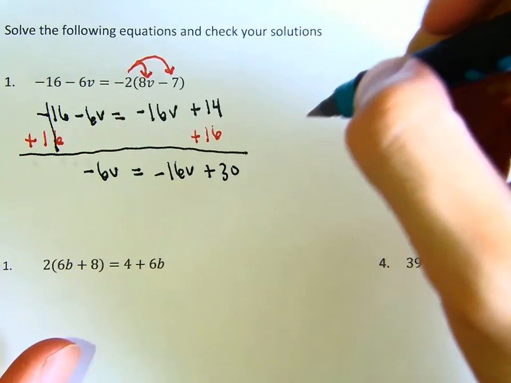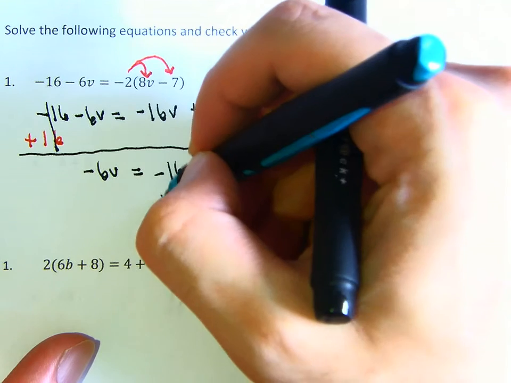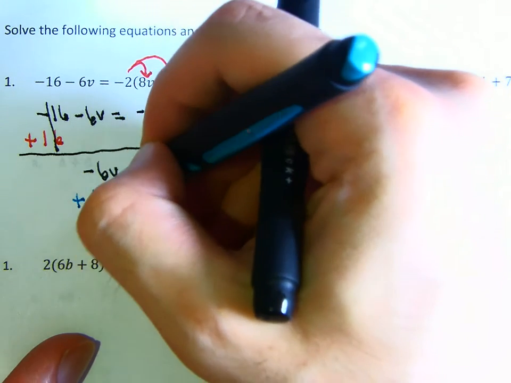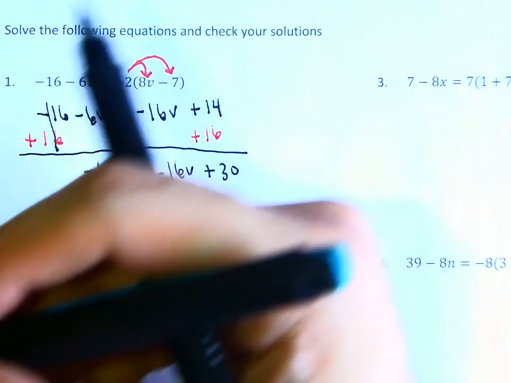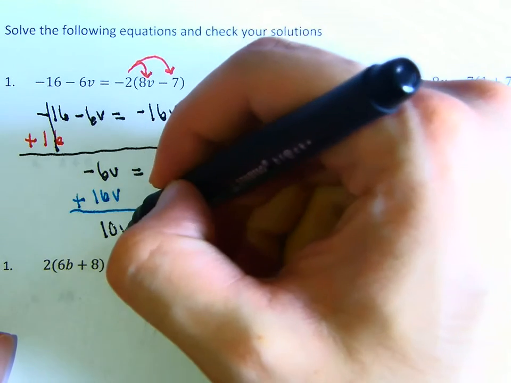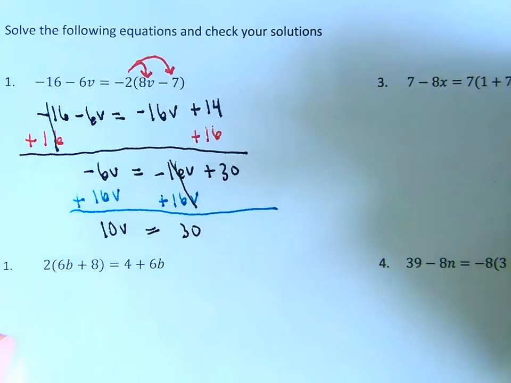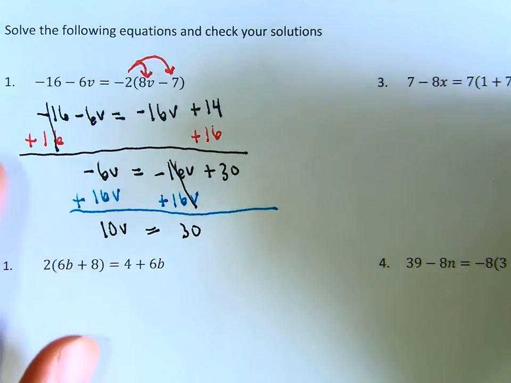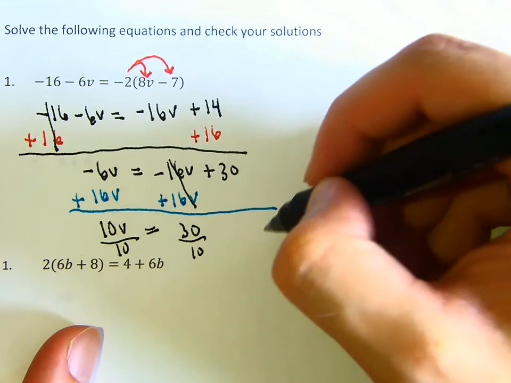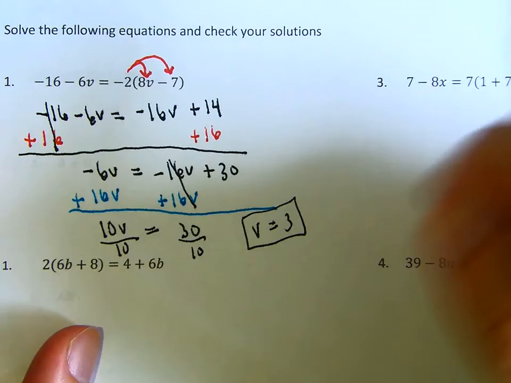So here, what would be the next move? Try and pause the video and try and do it by yourself. But you would add 16v on both sides. And then here, we would have, this would be 10v equals, this cancels 30. And then once you get to this point that 10v equals 30, what do you do? You just divide both sides by 10. And now you have v is equal to 3. And that's it. We're done with this equation.